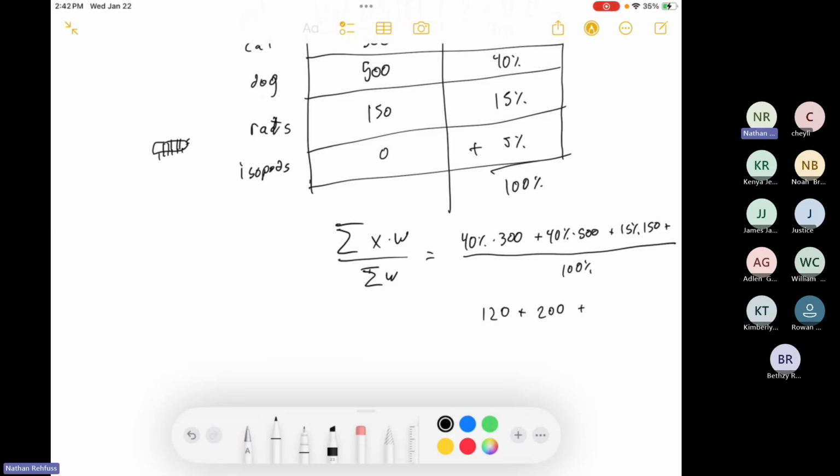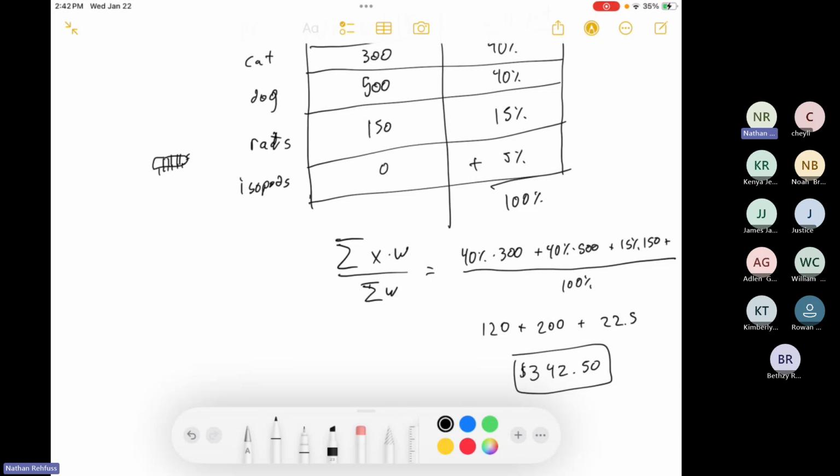I think I know it, but I'm going to use a calculator just in case. Okay, I was right. So we add those together, and we get $342.50. So the average pet owner's bill is $342.50. It's a little bit high because the dog owners are spending a lot. The isopod owners aren't spending anything, but there's not very many of them to bring the average down. Okay, so that's a weighted average. Is that making sense?